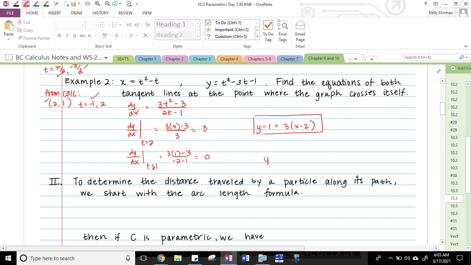The other equation has a 0 slope, so I'm just going to write y equals 1. You could do point slope form still if you wanted, but it's going through the point (2, 1), so I know it's just y equals 1.